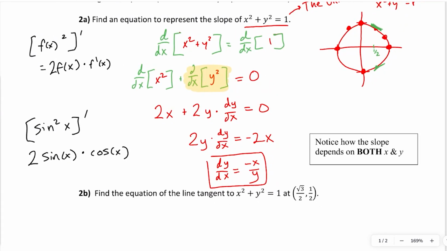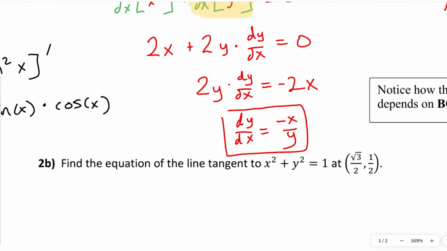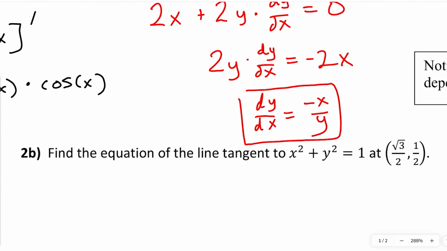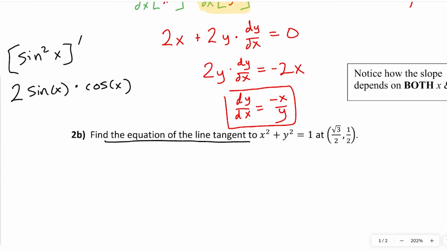So the next question is to find an equation of the line tangent to this curve at root 3 over 2, comma 1/2. Okay, so this formula that we just found, that's the formula we're going to use for the slope. If we want to write the equation of a tangent line, we've worked out probably hundreds of these kinds of problems. What's our setup here? What are the things that we need to find?